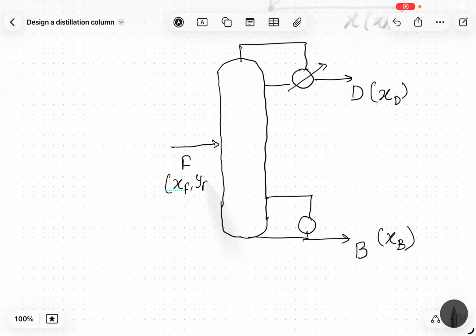XF and YF. Why do I say YF? Because when you know the XF, you automatically know the YF by the equilibrium diagram. In the feed, you can figure out the mole fraction of A in the liquid and in the vapor phase, but overall for a mixture, I am taking it as XF.